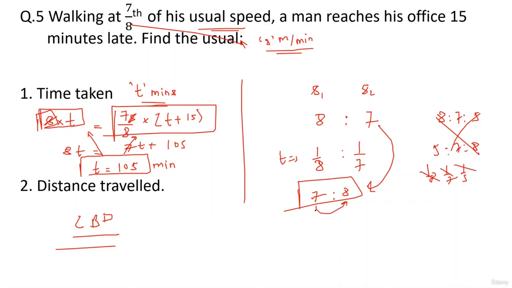What is the difference of their timings? The difference of their timings is 1. That corresponds to 15 minutes. अगर एक यूनिट 15 मिनट के बराबर है, तो ये 7 जो यूजुअल टाइम था अपना, यूजुअल स्पीड से चलने वाला, ओके 7, ये 7 किसके बराबर होगा? 7 into 15, 105.